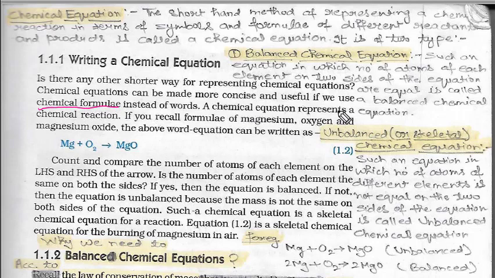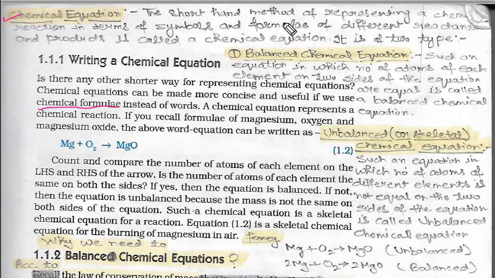A chemical equation represents a chemical reaction. That means whenever we write a chemical equation, it will always represent a chemical reaction. So first we have to understand what is a chemical equation. The shorthand method of representing a chemical reaction in terms of symbols and formulae of different reactants and products is called a chemical equation.